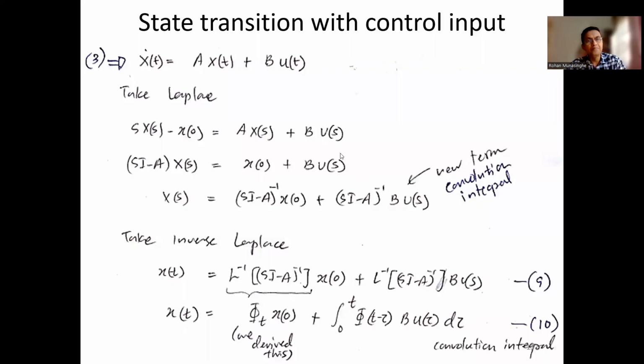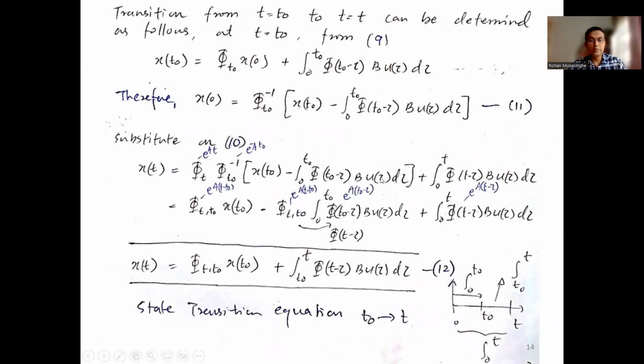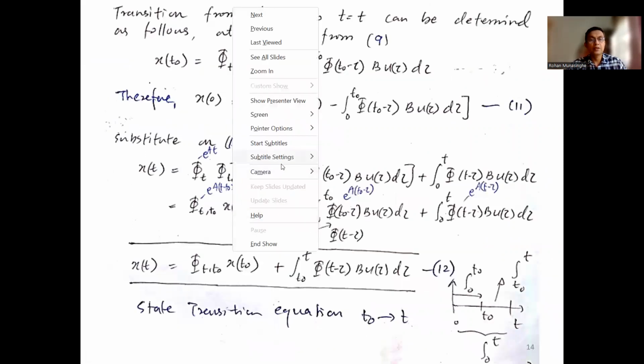Then we looked at state transition with the control input, right? So then you have two processes going on. One is the system is changing on its own anyway. And on top of that, you have some external signal coming in and pushing the state variables to change. So we put these two processes together, and eventually we showed that state transition with the control input will look like this, right?